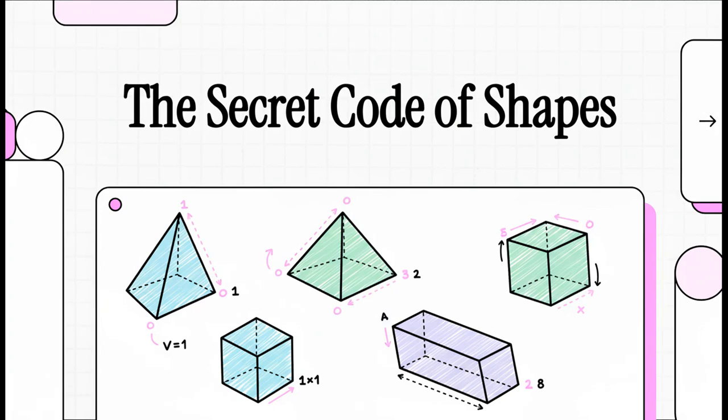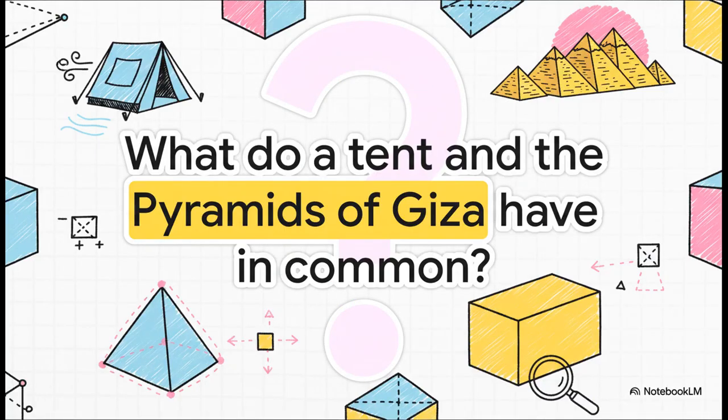Have you ever felt like there's a secret code hidden in the world all around us? Well, when it comes to shapes, from a simple cardboard box to the Great Pyramids, there absolutely is, and today we're gonna crack it. So let's start with a question. What on earth does a simple camping tent have in common with the epic pyramids of Giza?